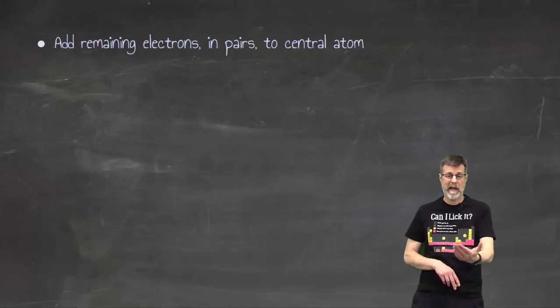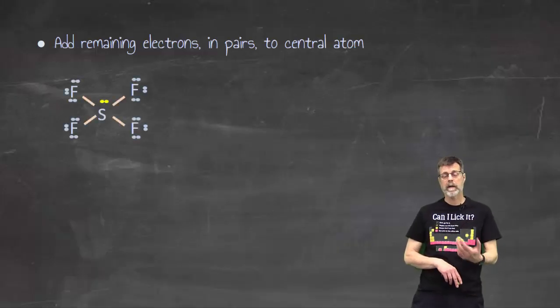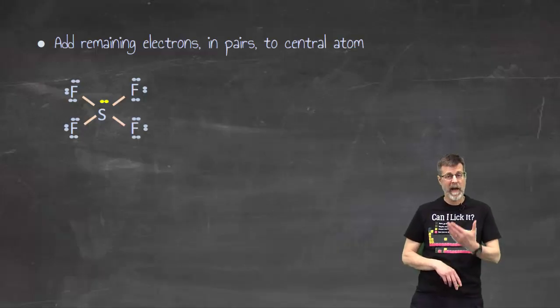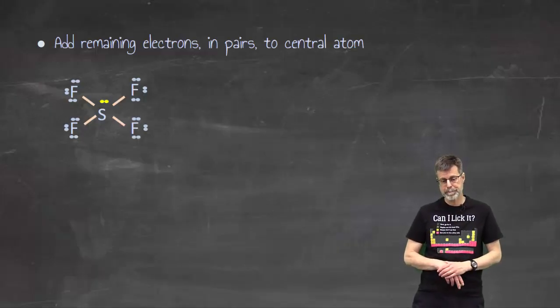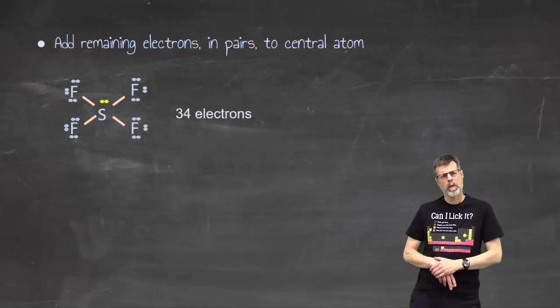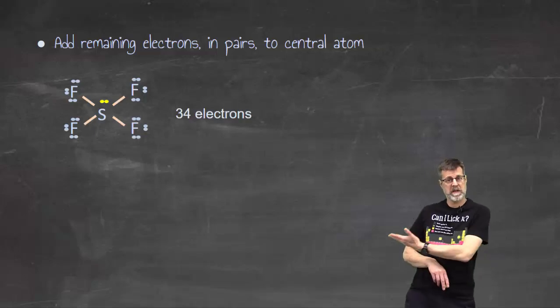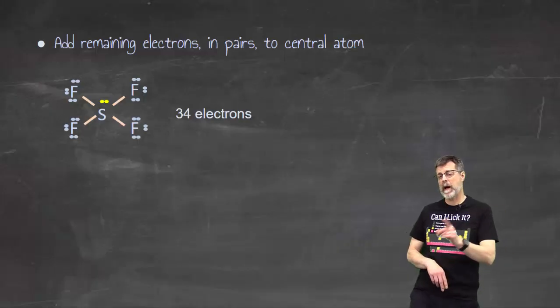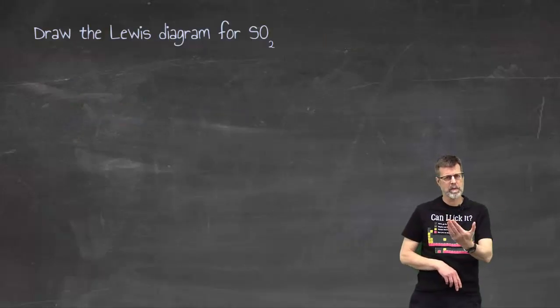My next step is to add remaining electrons in pairs to the central atom. So I do that. Now sulfur right now has more than an octet, but that's okay. I have to get those 34 electrons. Now my diagram's complete. Well, how do I know when to do that? Follow the steps. Well, what if it breaks the octet rule? It did. That's okay. What if I don't have an octet? Well, in this case I don't have to worry about it, so let's do one where I do.